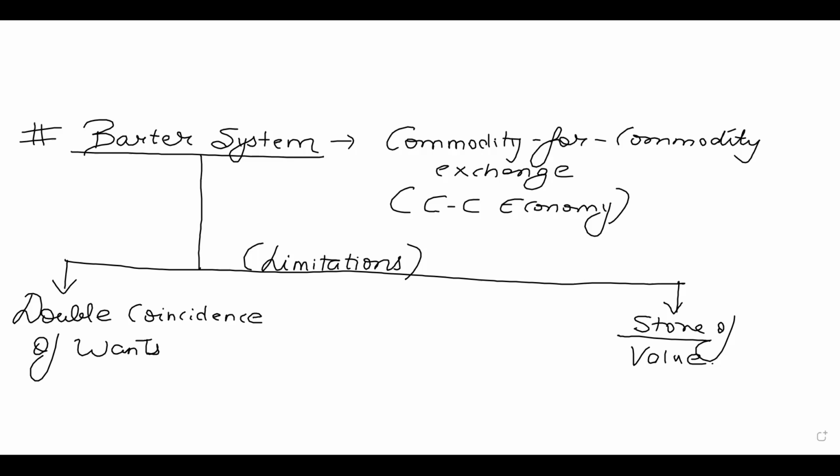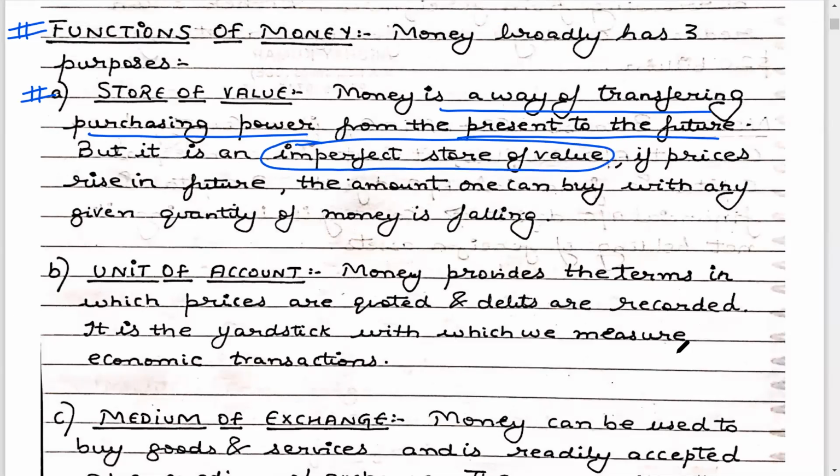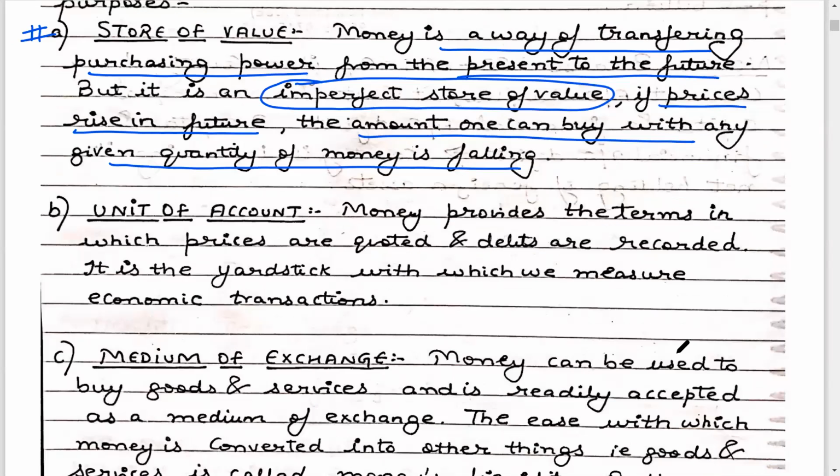Okay, so if I come back to the lecture note, if we quickly go through the store of value function, money is a way of transferring purchasing power from the present to the future. But we need to understand that money is an imperfect store of value. Why? Because if prices rise in the future, that means if the economy experiences inflation, the amount one can buy with any given quantity of money is falling. Okay, so I hope the first point is clear. Let's look at the second particular function of money.